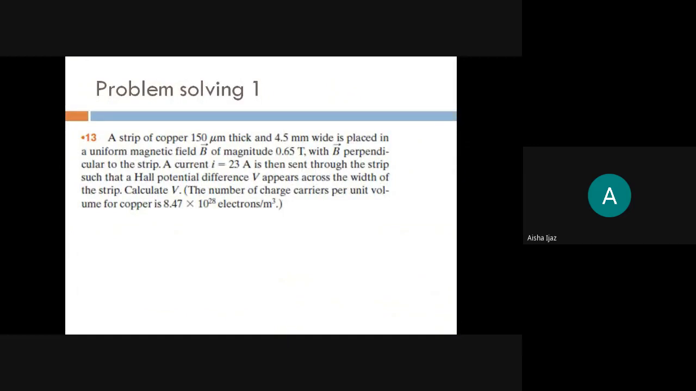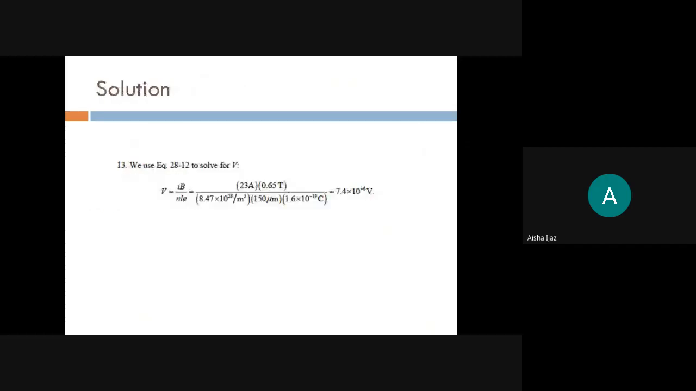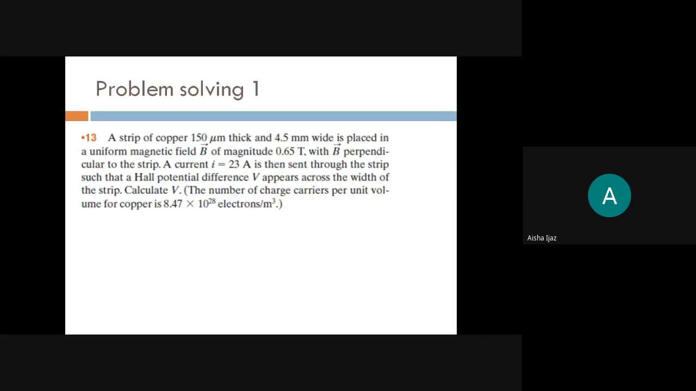So this is problem 13 of your book, Halliday, Resnick and Walker. A strip of copper 150 micrometer thick and 4.5 millimeter wide is placed in a uniform B field of magnitude 0.65 Tesla. Current is given, 23. You have to calculate the Hall voltage, and the number density of the copper is also given. Simply use the formula which we have derived a few moments ago, IB divided by nle. Here l is the length. If you put the thickness, you have to use the thickness formula. So I, B and l, e all is given. So we'll just put the values.